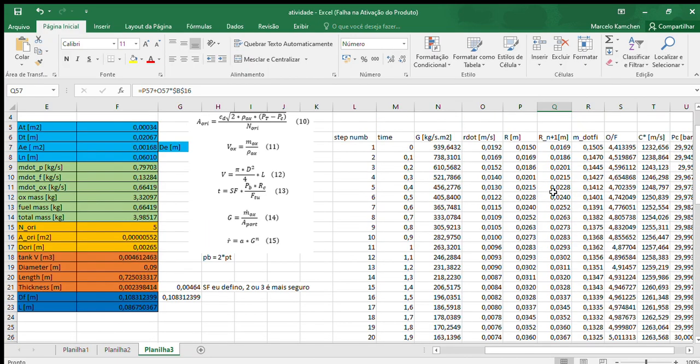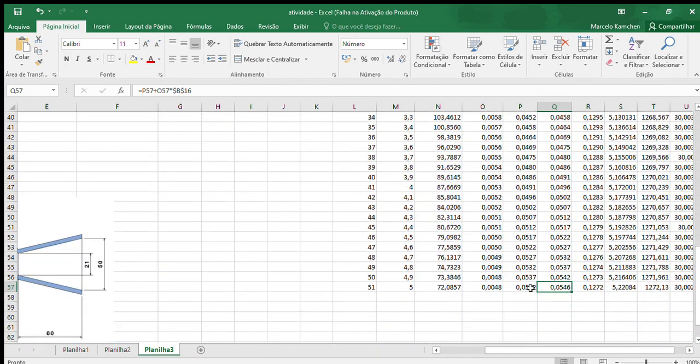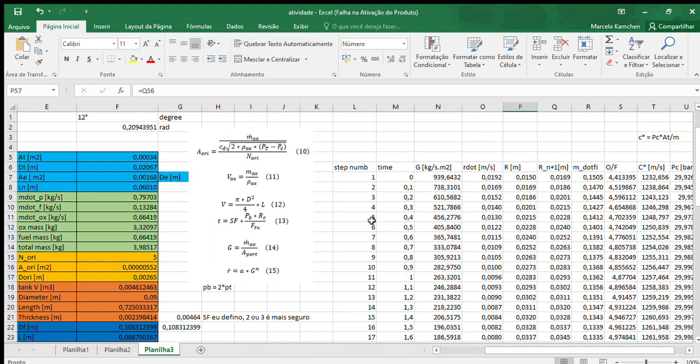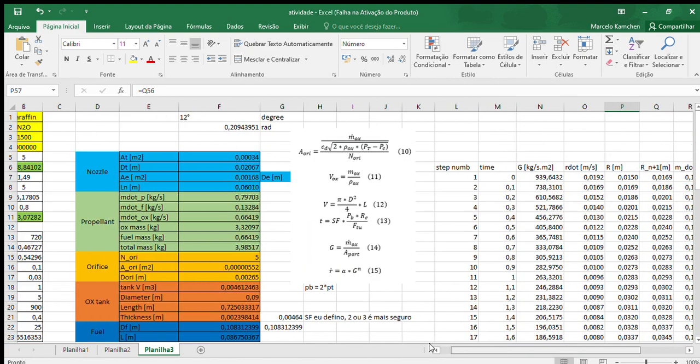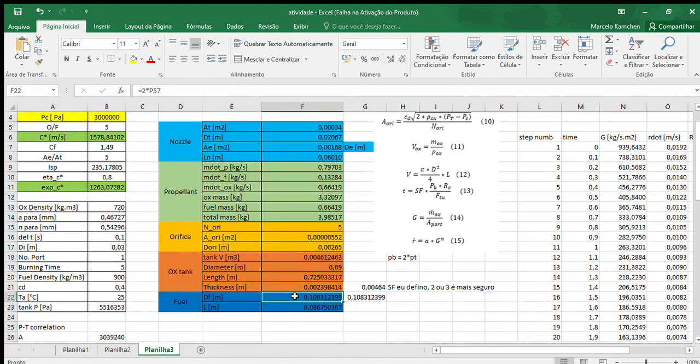Wait, this column. We have the radius of the fuel, so we multiply by 2, the double of this number, and you find the diameter of the fuel. And the grain length is also calculated considering the cylindrical grain, but with the fuel ring. Here is the equation.